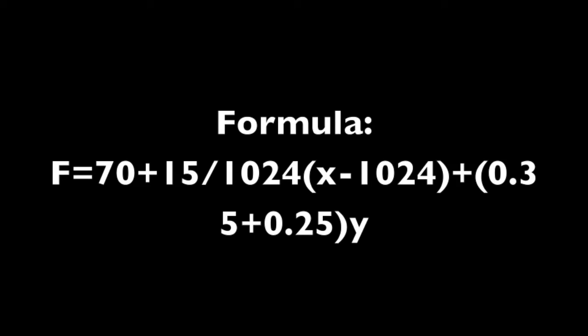plan. As you can see, $70 is the basic fee, and the following polynomial is the data overage fee, which I don't really need to pay, but I include it anyway. And after that is my US texting fee. 0.35 is the sending fee, and 0.25 is the receiving fee.